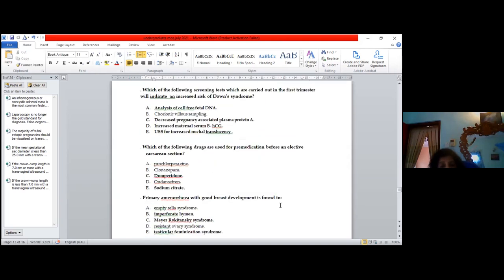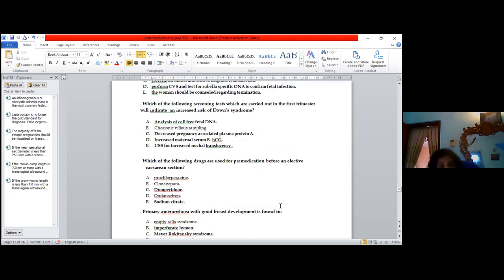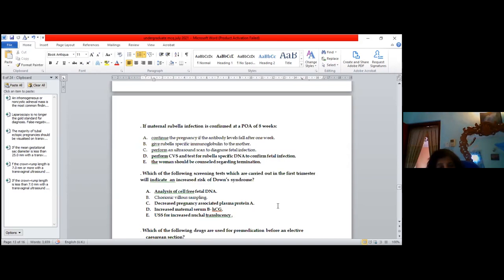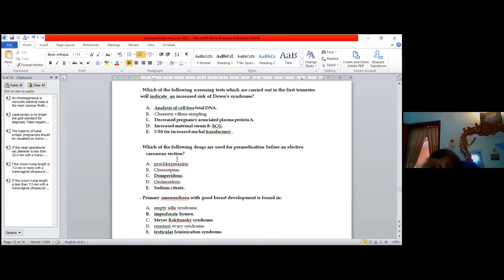The drugs that are used for pre-medication, so here A, C, D, and E are correct. In the previous question, only D and E are correct. Which of the following drugs are used for pre-medication before an elective cesarean section? What we use is domperidone, 10 milligrams.